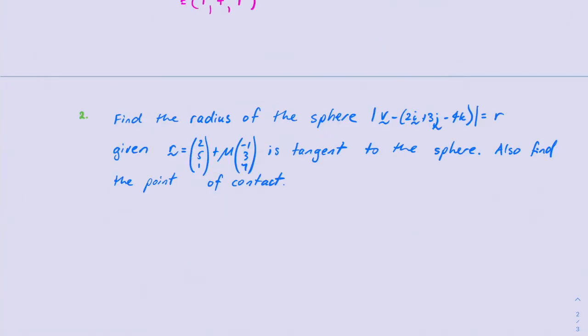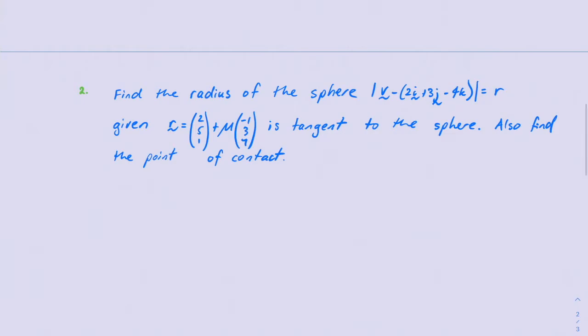In example 2, we're asked to find the radius of this sphere, given that this line is tangent to the sphere, and also find the point of contact. So this is just a different form of a sphere, and this here is the center of the sphere. You could think of the V as XYZ. The distance between XYZ and this point is equal to R. So that's just that other form of a sphere.